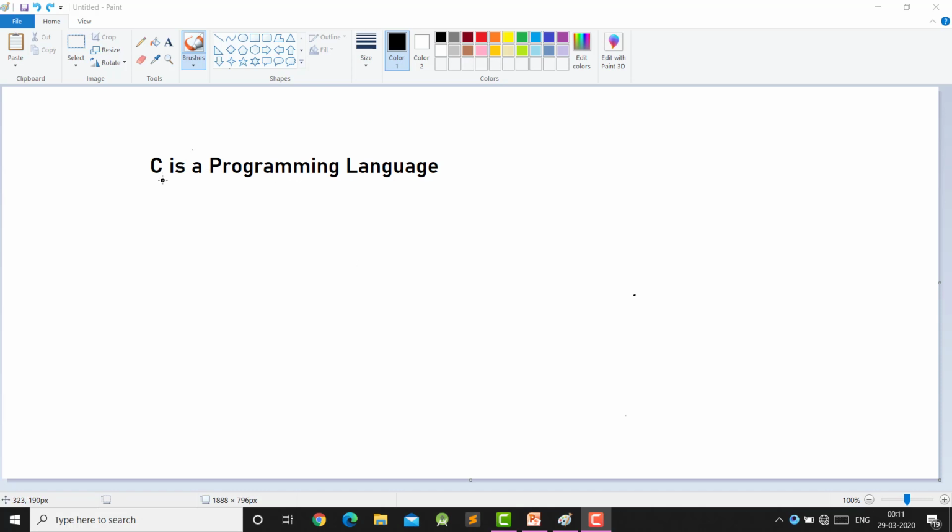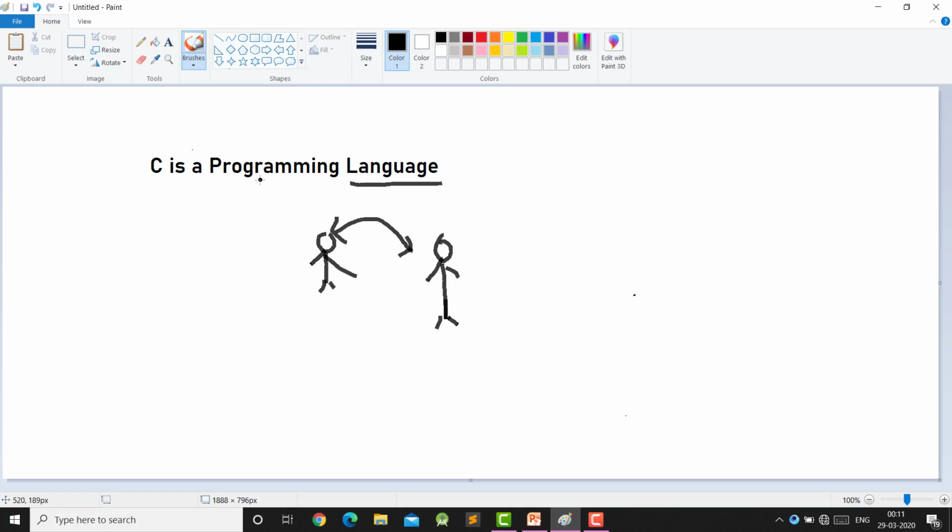C is basically a programming language. What is a language? A language is a medium for two or more persons to communicate. Consider this is one person and this is another. If they want to communicate with one another, they will require a medium, and language serves this purpose.